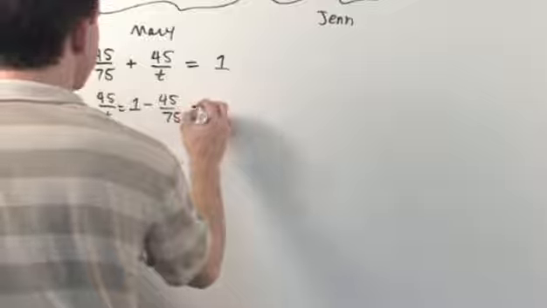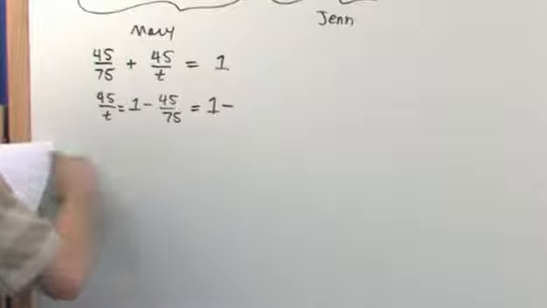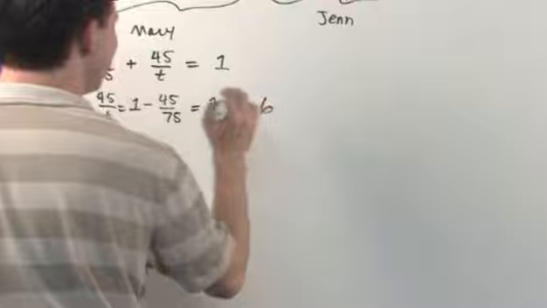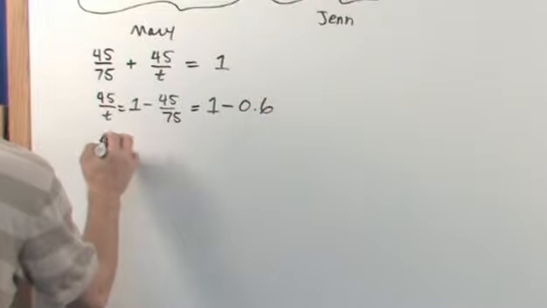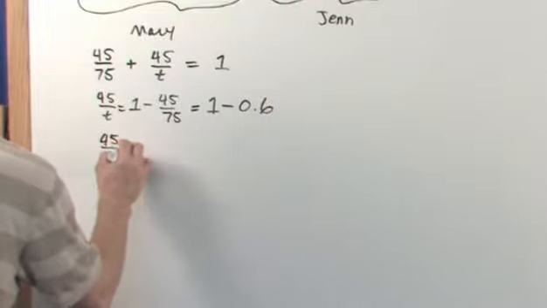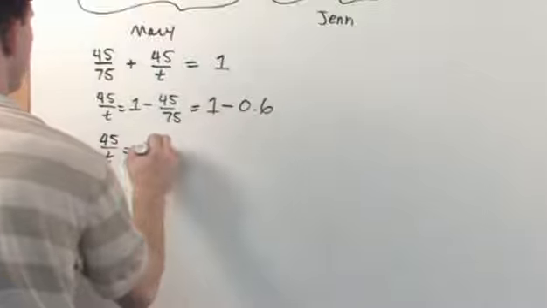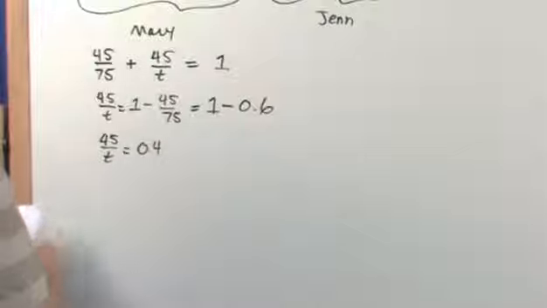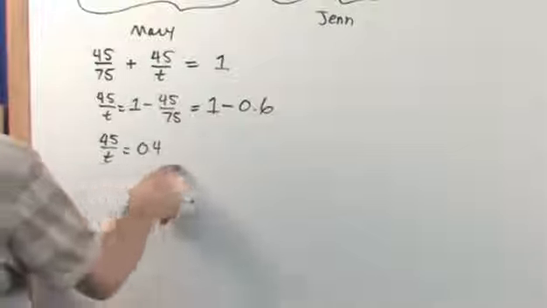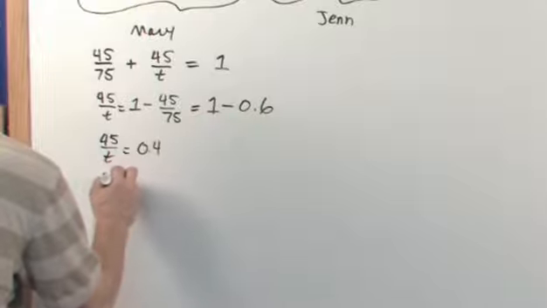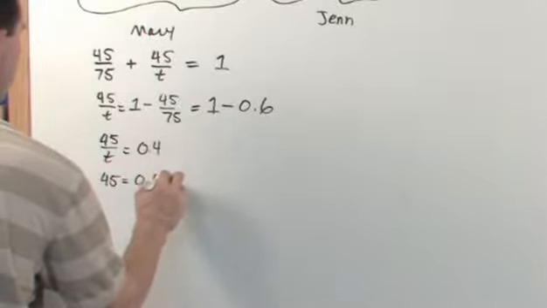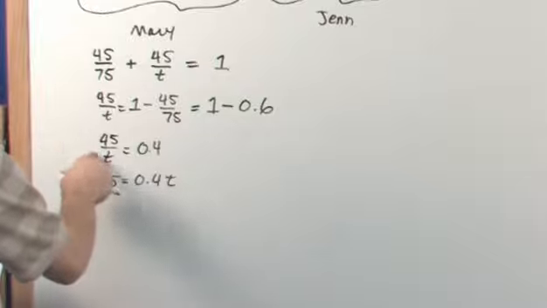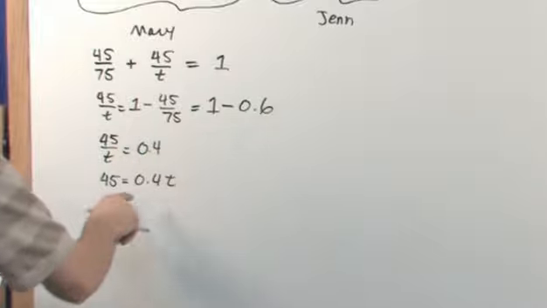And when you put this in your calculator, you'll find 1 minus 45 over 75 is 0.6. So what you'll have is 45 divided by t is equal to 1 minus 0.6, 0.4. Sometimes it's better just to go ahead and deal with decimals. In this case, it's one of those times when I felt it was better for me to do that. Okay, so now we want to solve for t. So let's multiply both sides by t, and that'll give us 45 equals 0.4 t. Multiply the left by t, t goes out. Multiply the right by t, and you have this.